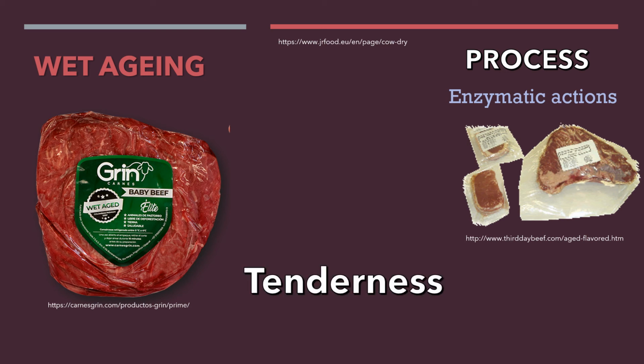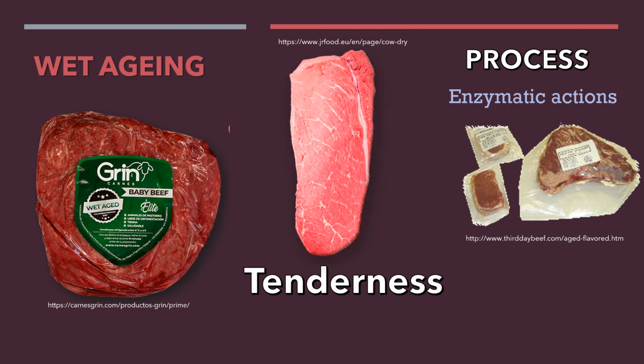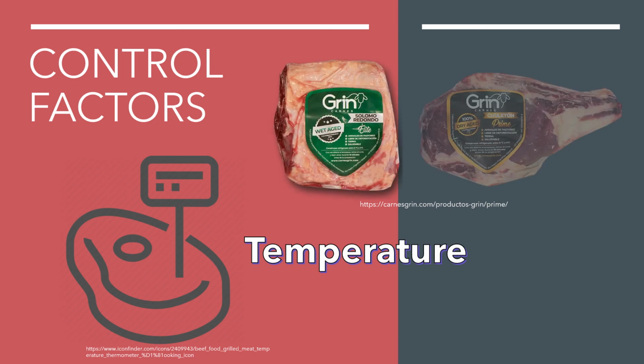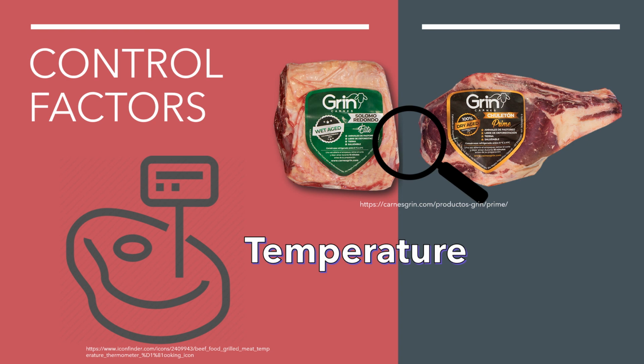Meat is aged in its own blood and serum; therefore, growth of lactobacilli can result in a sour and subtle flavor compared to dry aged meat. What is the result? Tenderness. The control factor is temperature. The temperature must be 0 to 7.2 Celsius.